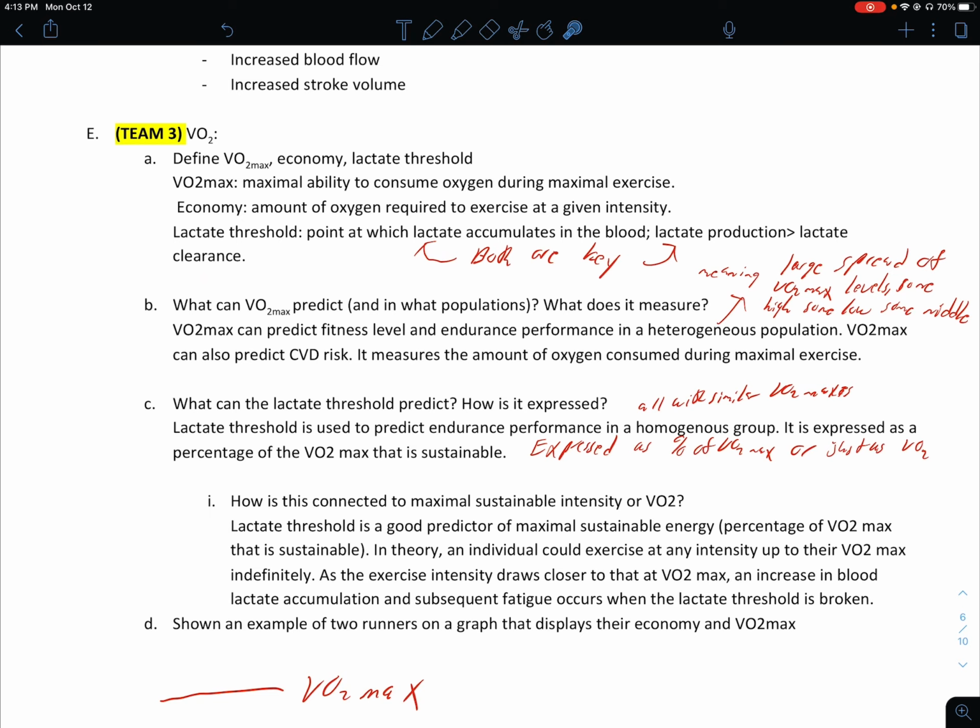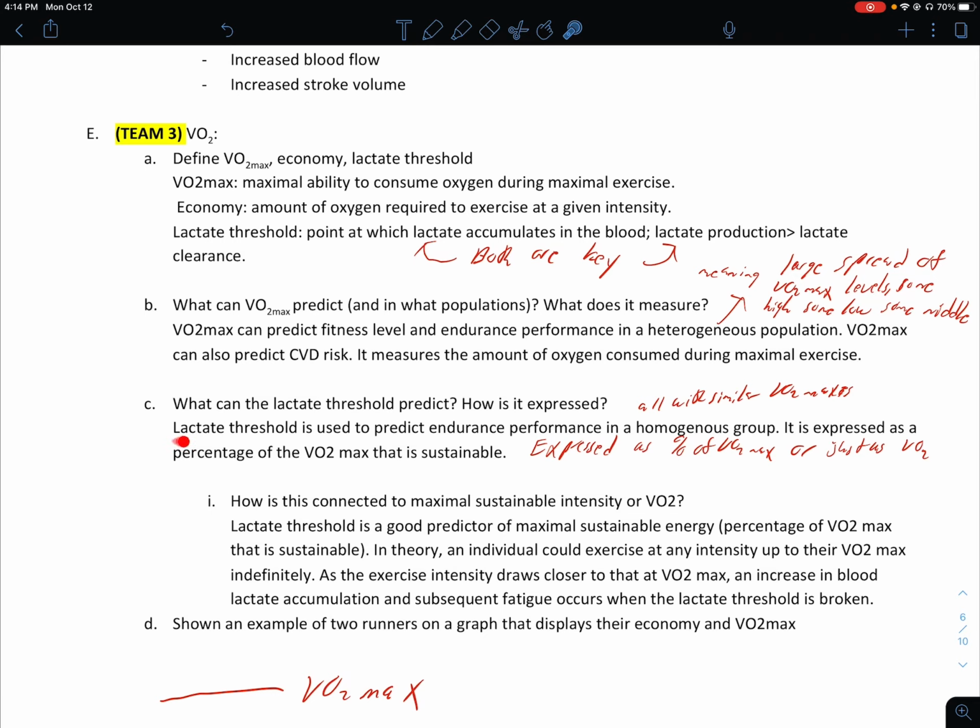A couple of clarifications. What does heterogeneous mean here? Heterogeneous means that there's a large spread of VO2 max levels. Some are really high, some low, some in the middle, right? If we've got that good spread, then we'll see VO2 max being a good predictor of endurance performance, okay? But if it's homogeneous, like you talked about down here, all with similar VO2 maxes, then VO2 max doesn't tell us much about endurance performance.